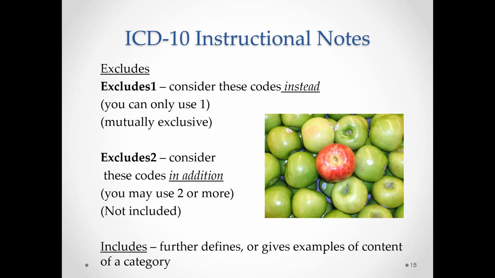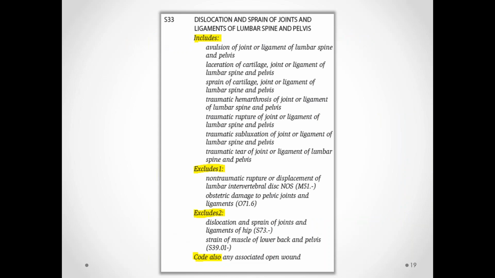Now, if you find the convention of includes, a code says includes, that further defines or gives examples of the content, okay? So let me give you an example of this, and this is a snippet out of a coding book. This is S33, which is for dislocation and sprain of joints and ligaments of the lumbar spine, pelvis. You'll notice that there's a bunch of includes notes at the top, which means that if you're using codes that begin with S33, it includes all this other stuff, okay? It could include any of these other things, okay? And by the way, I look at these codes and I go, man, these are pretty serious. I mean, traumatic rupture of joints, I'm not going to adjust someone who's had a joint ruptured, right?